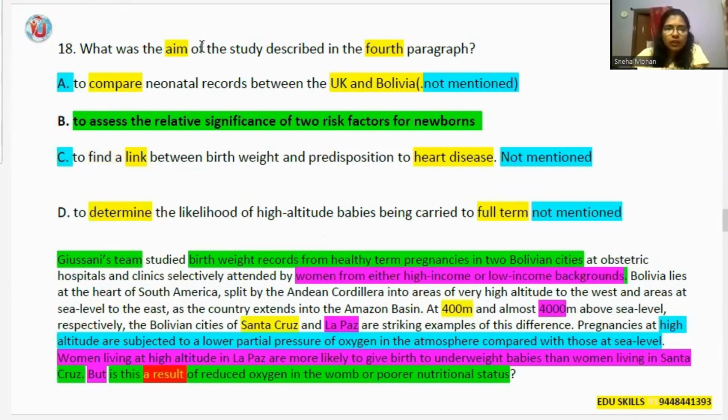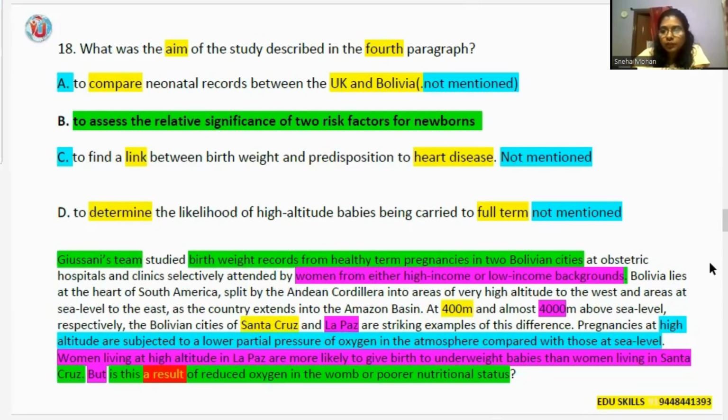Now let's read the question again. What was the aim of the study described in the fourth paragraph? So we have to mainly concentrate on the aim of the study. In the paragraph, you can see the comparison happening here. Gisani's team studied birth weight records from healthy term pregnancies. That means they have delivered and they've studied the birth weight records from healthy term pregnancies in two Bolivian cities. And mainly they have selected women either from high income or low income backgrounds.